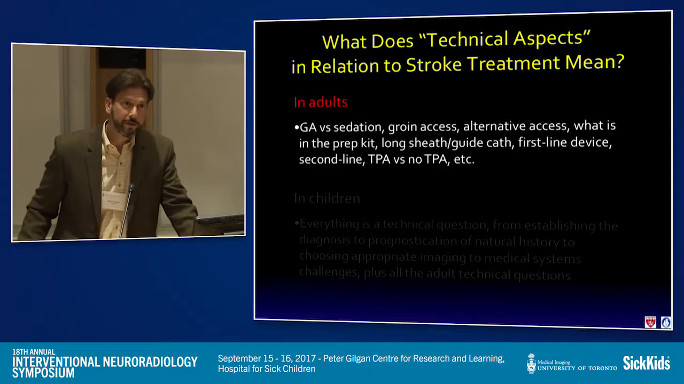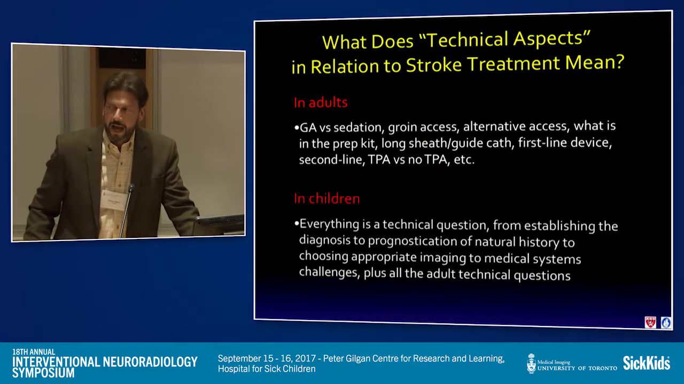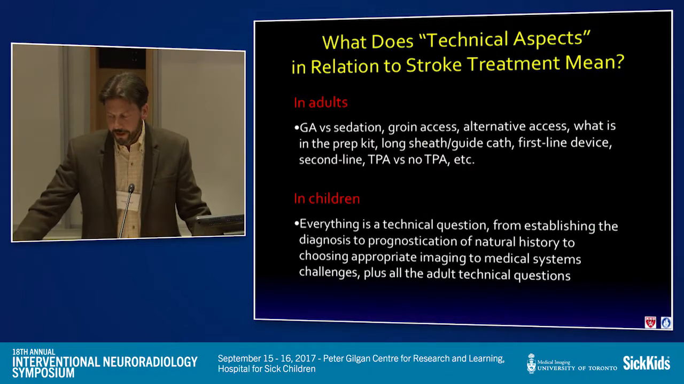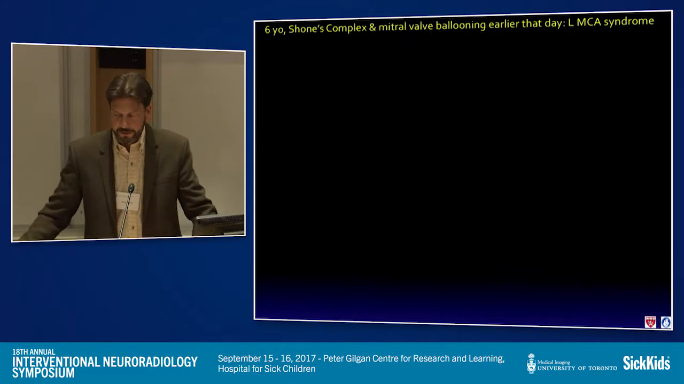So for adults, it's fairly straightforward. Many of the topics that have come up already in this session: GA versus sedation, access, what's in your prep kit, what's your first-line device, second-line device, TPA, no TPA, things like that. I would argue that in children, actually, almost everything is a technical question. From establishing the diagnosis to prognosticating the likely natural history, choosing the appropriate imaging to use, and then plus all of the technical questions that come up in adults. And I want to illustrate that with a case.